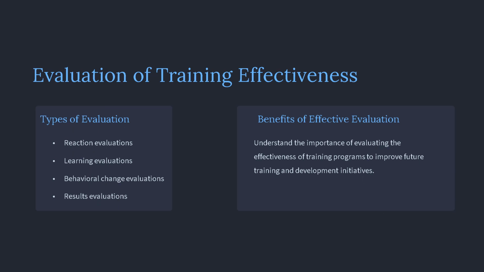Finally, evaluation of training effectiveness. What is the way through which you are going to evaluate whether the training you have done is effective or not? The types of evaluation are reaction evaluation, meaning what the reactions are, positive, negative, or maybe neutral; learning evaluation; behavioral change evaluation; and result evaluation. Outcome is the basic emphasis while you are evaluating a training program.